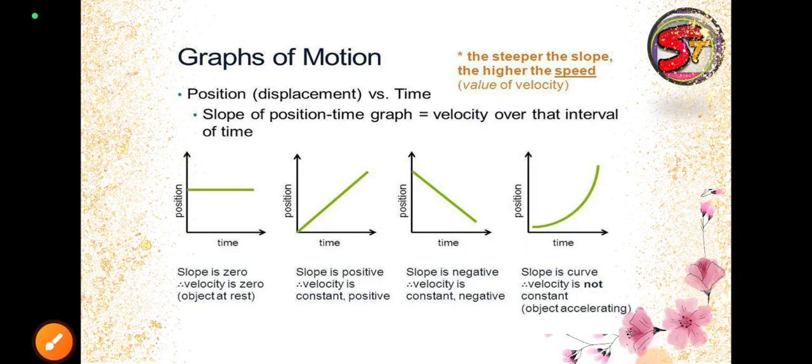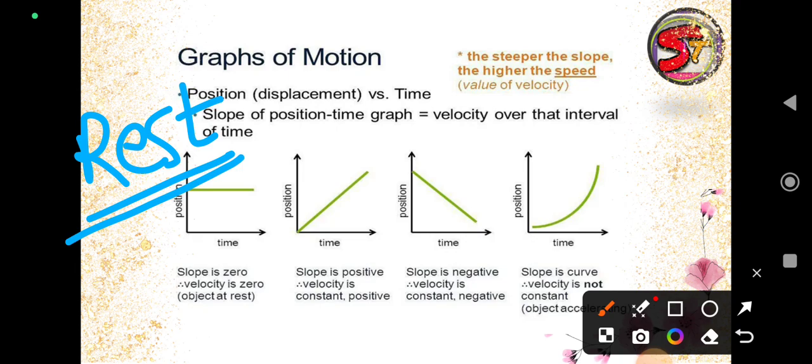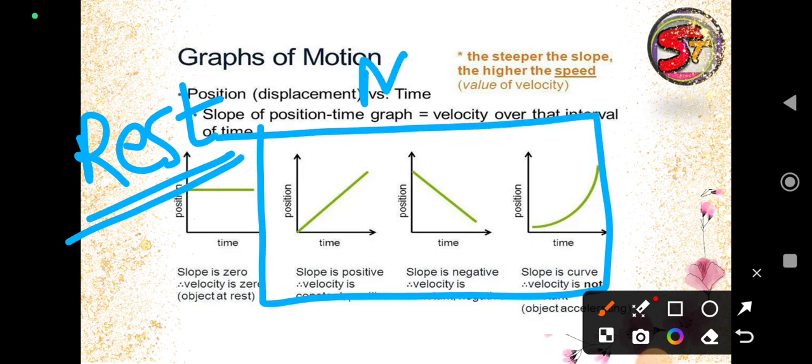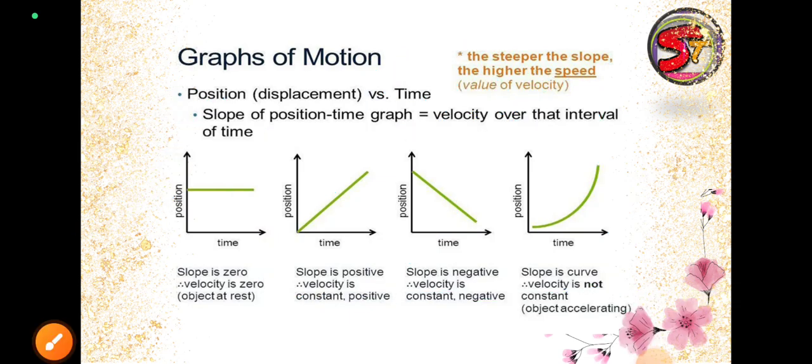One thing we need to remember: when an object is in a state of rest, this is the position-time graph of that particular situation. Whenever objects are in motion, three cases develop. In the first case, the object is moving with a positive slope; in the second, with a negative slope; and in the third, with non-uniform speed or non-uniform velocity. Understood? Graphs of motion are very important.